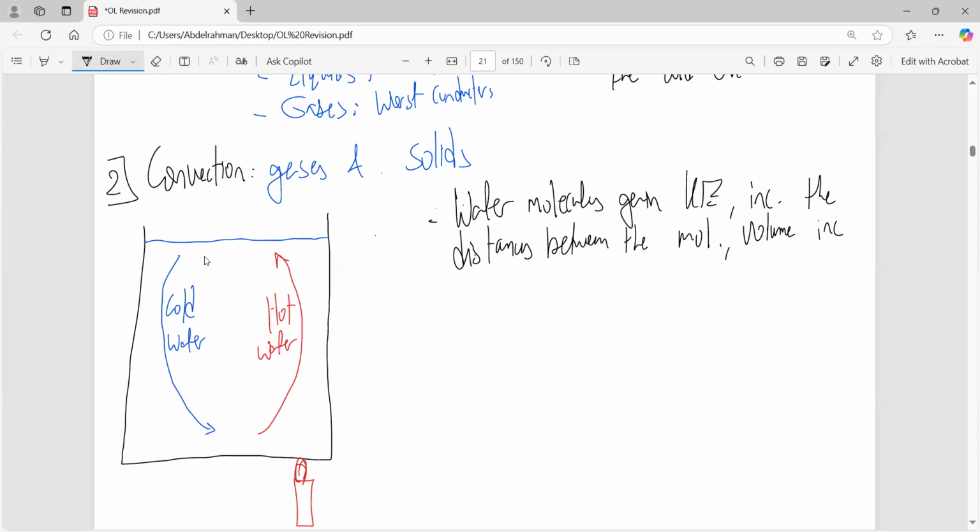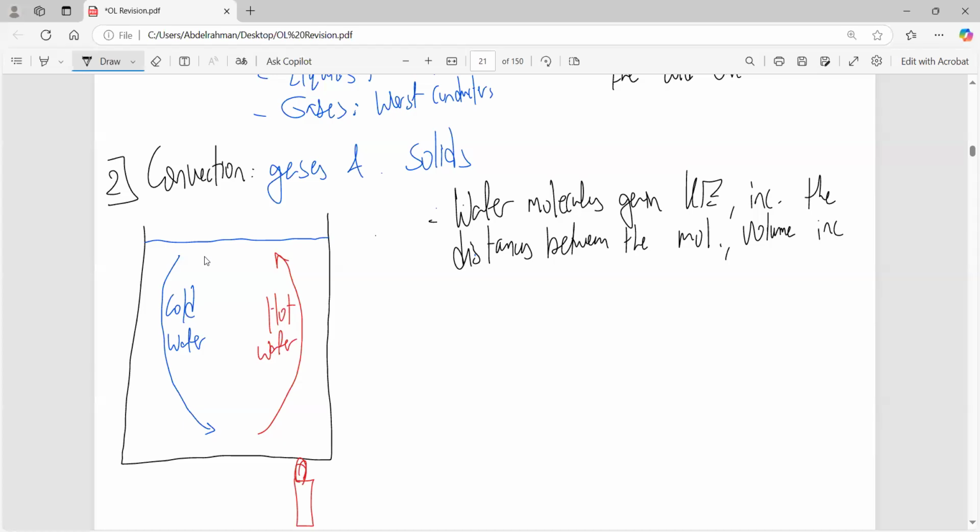When I say that the volume of the water increases, it doesn't mean that the volume of each atom or each molecule increases. No. It means that the volume of the water collectively has increased, because the distance between the molecules has increased. Why?